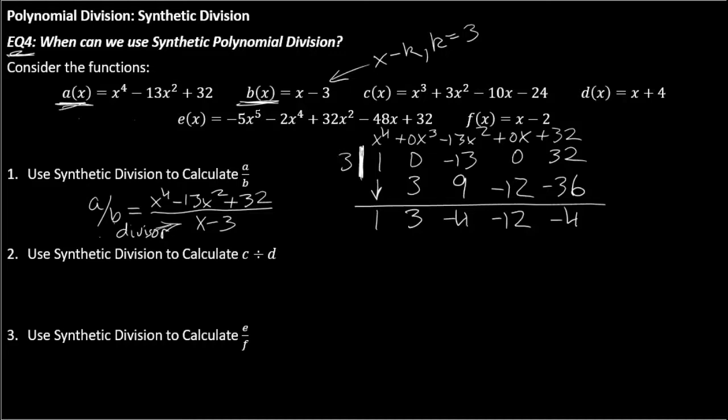So this is a streamlined way of doing long division, and it only works when we've got our divisor in the form x minus k. Anyway, I'm getting ahead of myself.